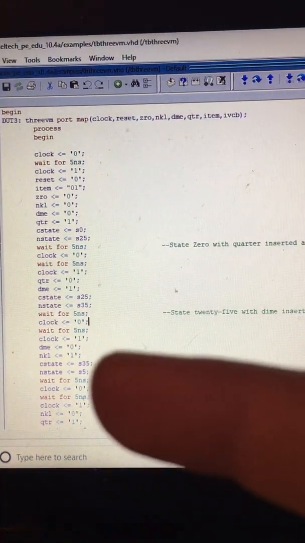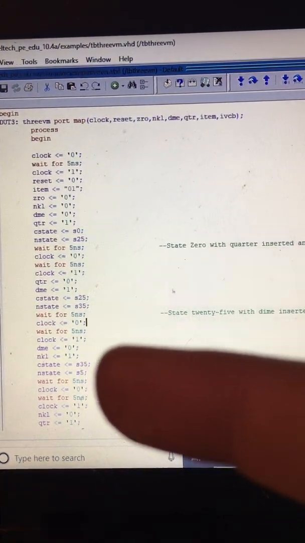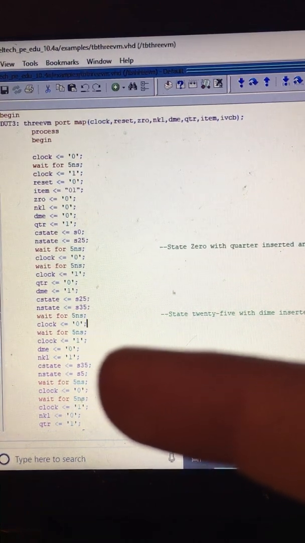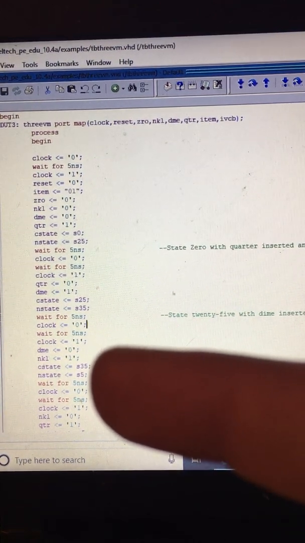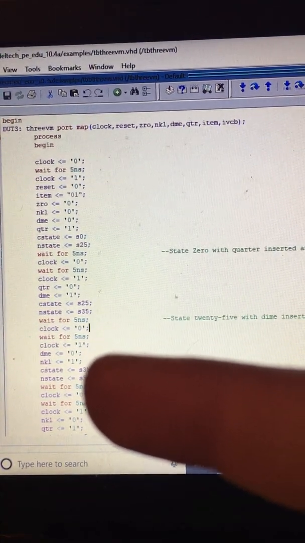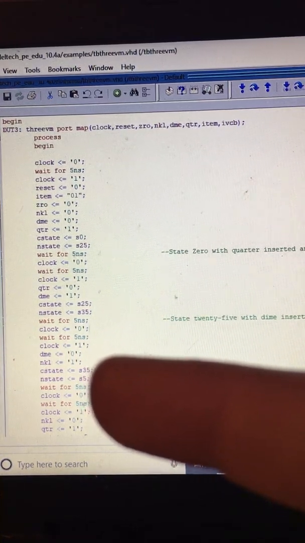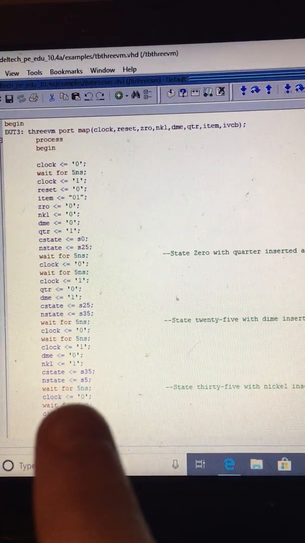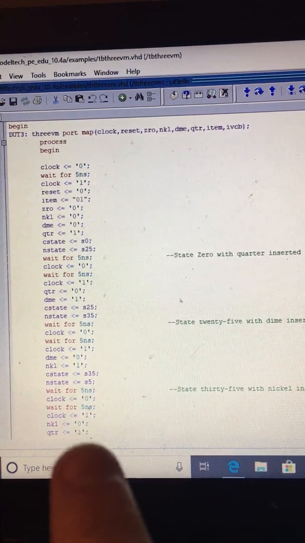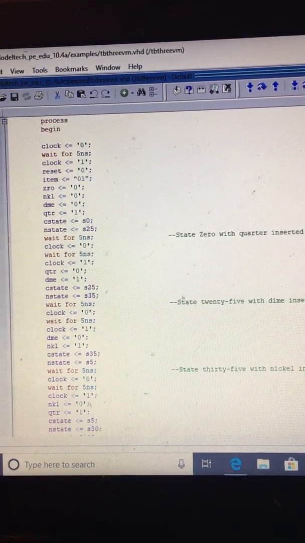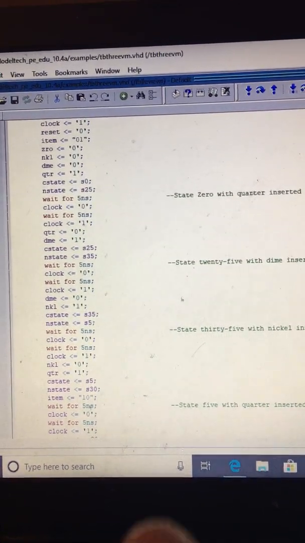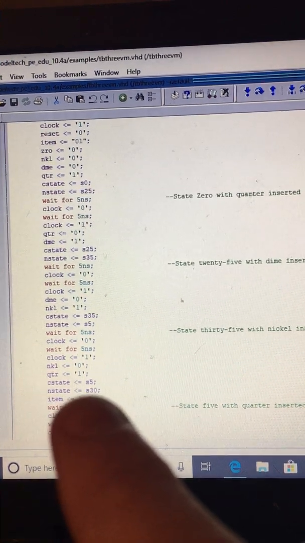So whenever it is in state 35, the output should be 0, 1, 0, which stands for item 1 being vended with no change being given back. A nickel is being inserted at this point, so the next state is state 5. And at the next rising edge, a quarter is being inserted, so the next state is state 30.